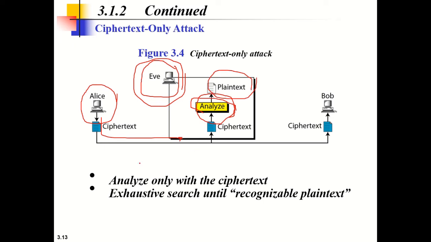Okay, so here Eve will have access to the ciphertext only, which is being sent by Alice to Bob, and it will analyze that ciphertext and test and try which of the plaintexts matches it very well. That is why it is said to go for an exhaustive search until it finds some recognizable plaintext, right? So this is one kind of attack which Eve can plan.